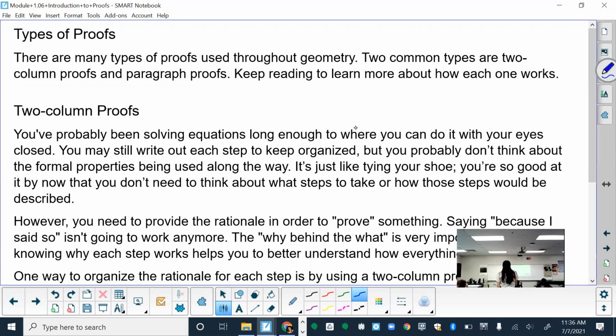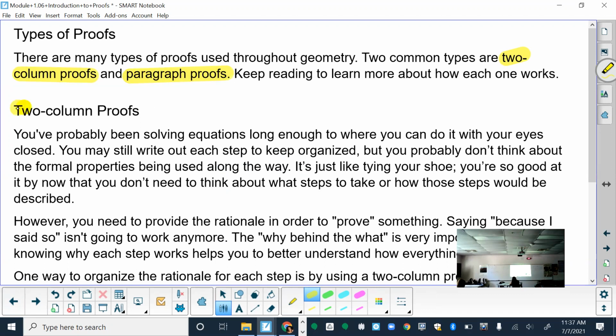So types of proofs. There's many different kinds, and I know you probably know how to read, so I'm gonna kind of condense this for you, help you find the important parts. So many different types of proofs. Two common types are what are called two-column proofs and paragraph proofs. So that is our main focus today. Two-column proofs and paragraph proofs.